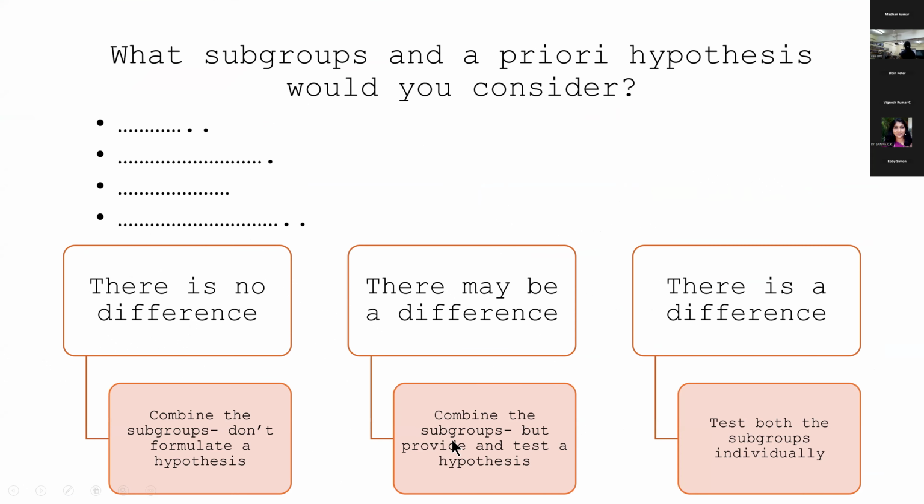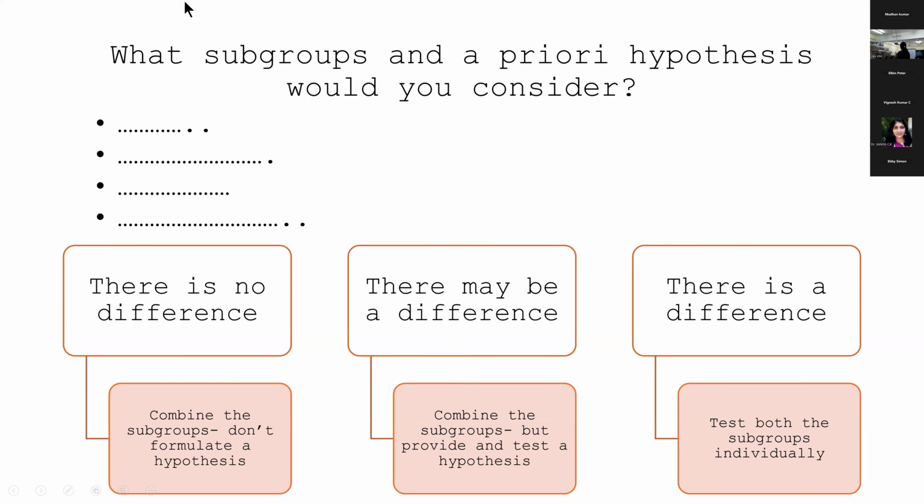Now, suppose you were the reviewers, what a priori hypothesis would you plan? Okay, age then? Okay, so severity of the pneumonia. Okay, anything else? Okay, based on the organisms. Okay, then? Okay, comorbidities. What else?